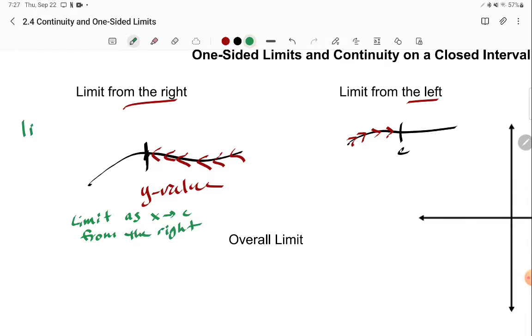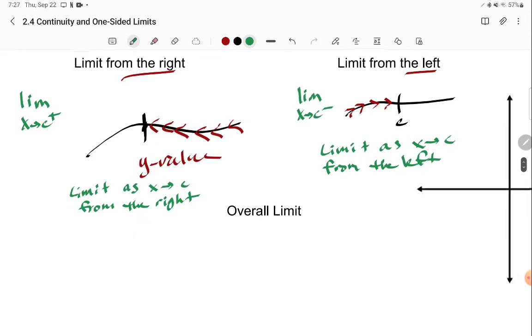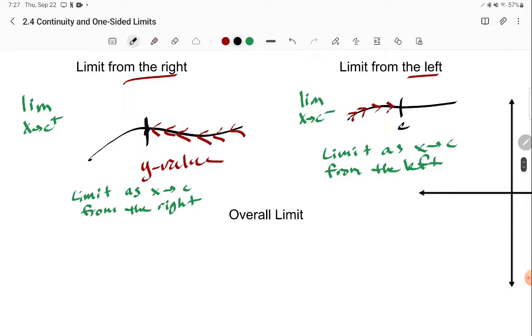And we would write that as the limit as x approaches C from the right. And this one would be the limit as x approaches C from the left. And we would read that just as I said, limit as x approaches C from the left. And then our overall limit, we're looking at both of them.